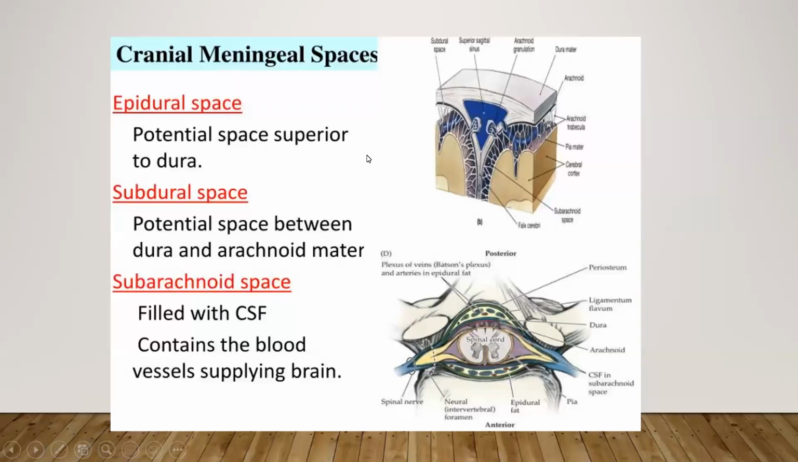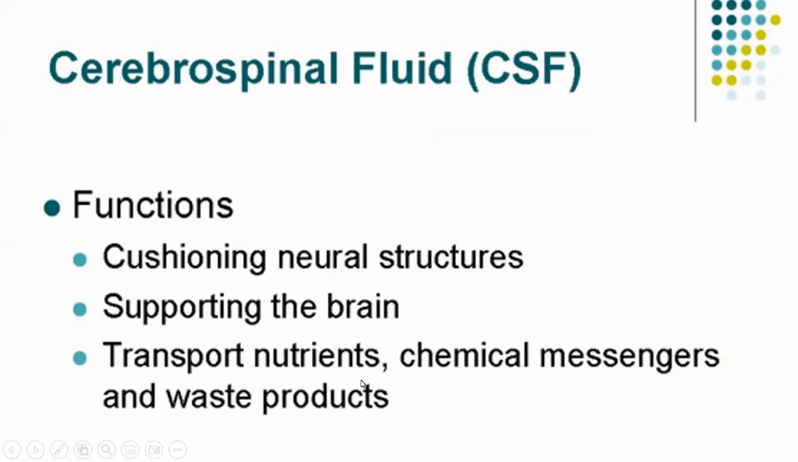In between these layers of meninges, we have the cranial meningeal spaces: the epidural space, the subdural space, and the subarachnoid space. This is the one we want to look at, the subarachnoid space, because this is what fills with cerebrospinal fluid, and it also contains the blood vessels that supply the brain. The functions of CSF are to cushion the neural structures of the brain, to support the brain, and to transport nutrients into and waste products out of the brain.